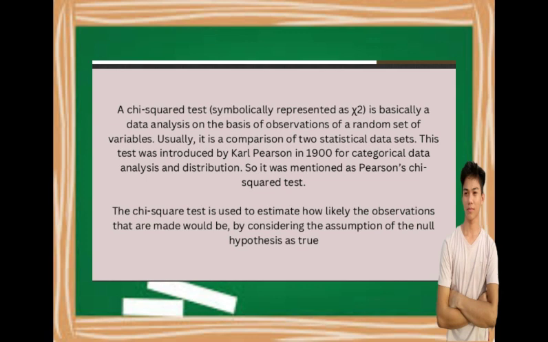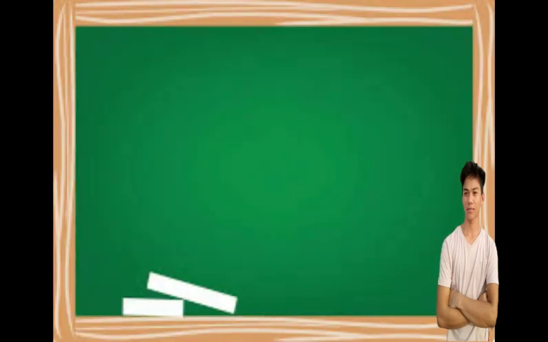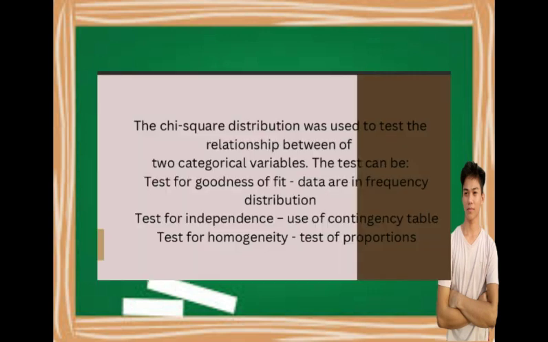This test is used to estimate how likely the observations that are made would be by considering the assumptions of the null hypothesis as true. So if you want to test a hypothesis about the distribution of a categorical data variable, you need to use a chi-square test or another non-parametric test. The categorical variables can be nominal or ordinal. It can represent groupings such as species or nationalities because they can only have a few specific values and they can't have a normal distribution. The chi-square test distribution is used to test the relationship between two categorical variables.